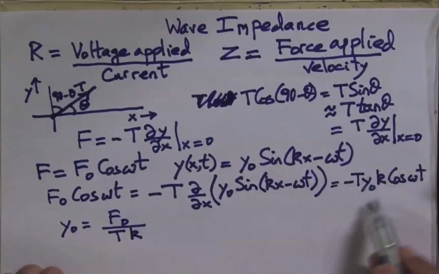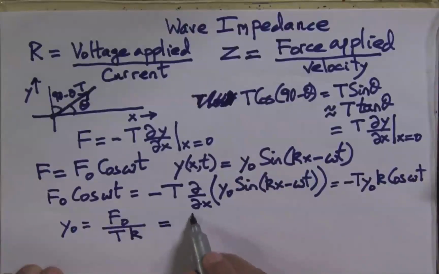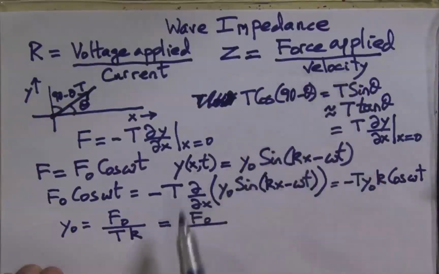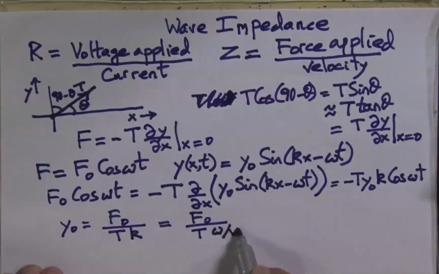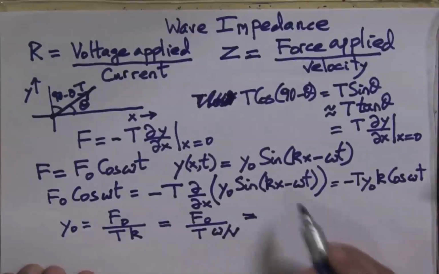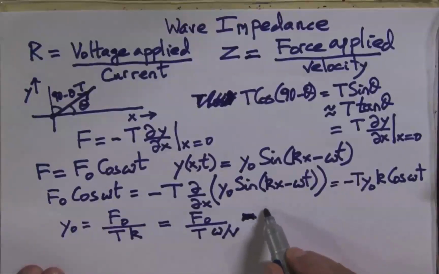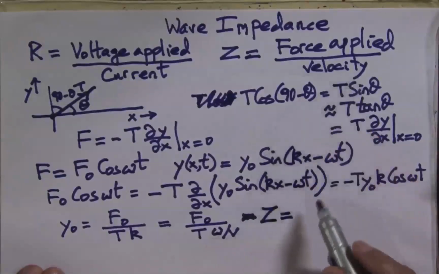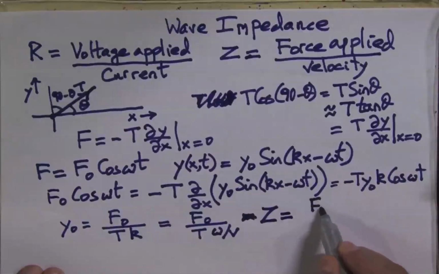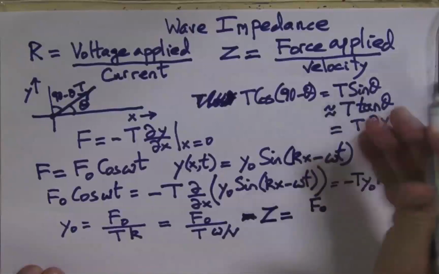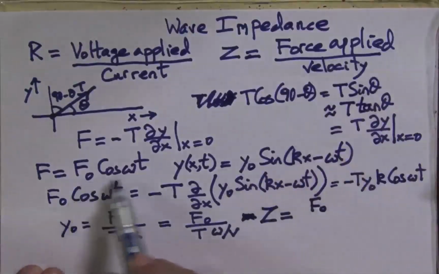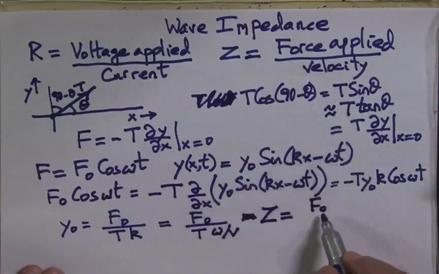Now, that's the amplitude. And so this is F naught. That's the applied force divided by the velocity that comes about, or the speed that comes about actually. And so this is T. And now you remember that k is equal to omega over v. This was the amplitude that comes about. Let's now calculate Z. So Z is the force applied, which is F naught cosine omega t. Here the applied force is F naught cosine omega t, and the velocity, we have to calculate that.